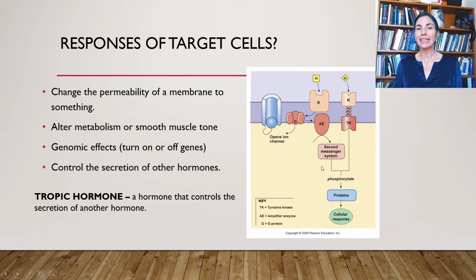And we see this in the hypothalamus pituitary gland axis, which is going to be a huge topic in a subsequent lecture. So we're going to learn about how the hypothalamus secretes tropic hormones that control the release of other hormones from the anterior pituitary gland.